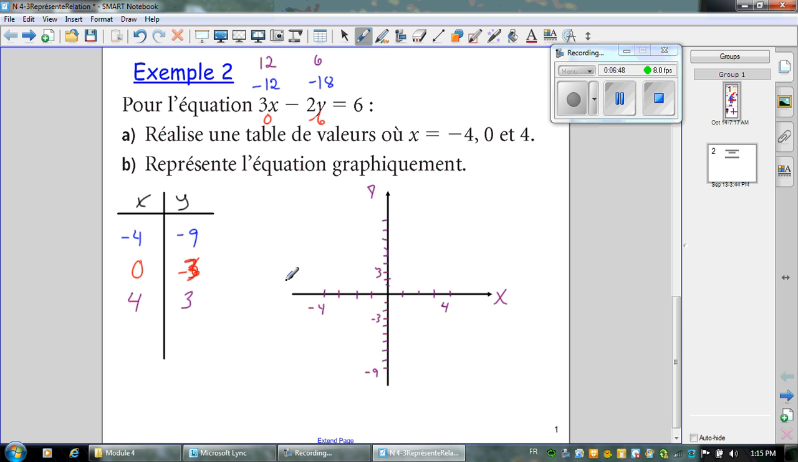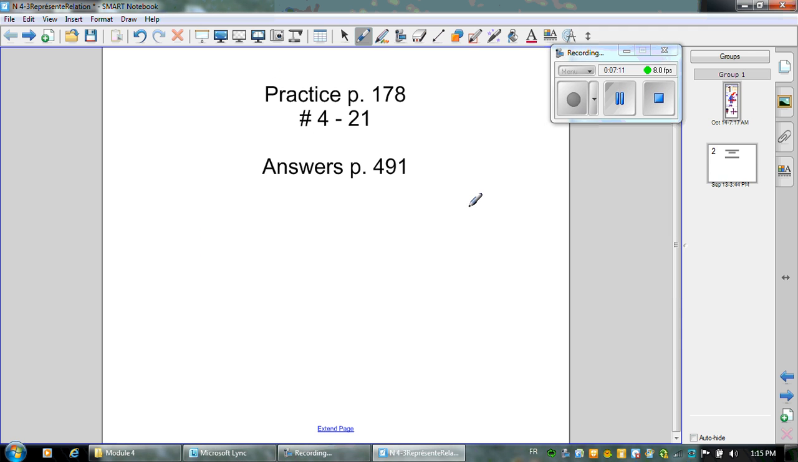All right, so then we just put our coordinates. So negative 4, negative 9 would be here. 0, negative 3 would be here, and finally 4, 3 around here. And as you can see, it does create a linear progression. Here is the practice. Make sure you check your work behind the book.